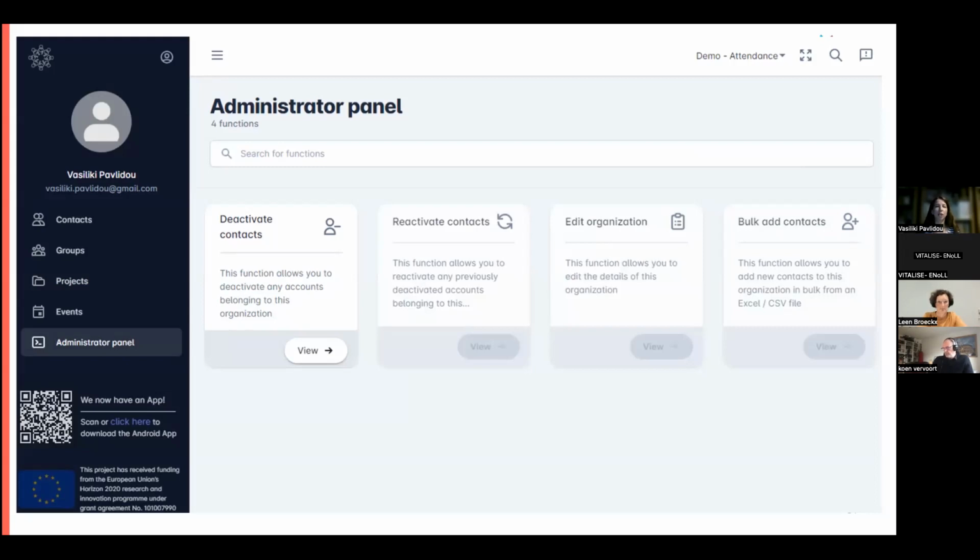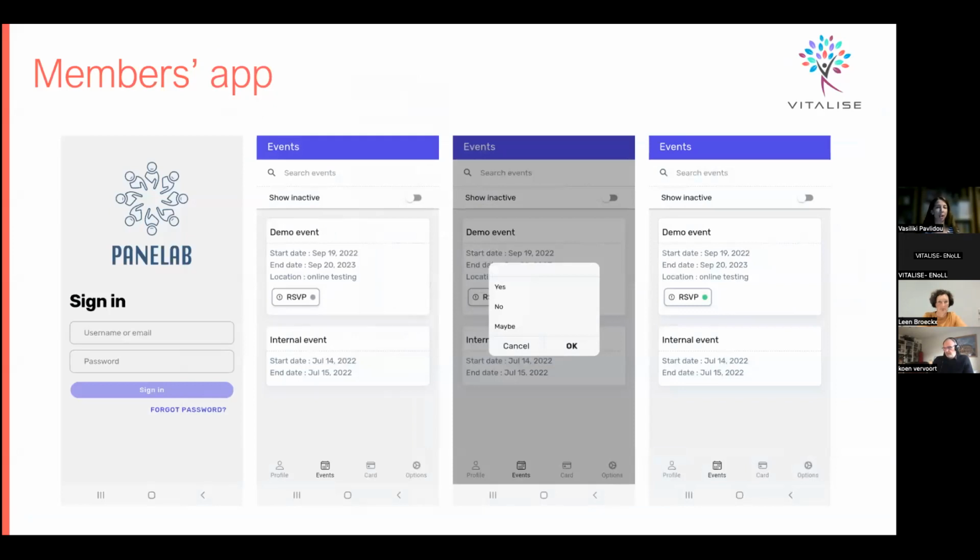In the next slide, you can see the application. The application, as I told you, you don't have the full functionality. The app is supplementary. Here you can have, as a member, access to your events. You can reply on whether you will attend or not. You can get notifications, and there you also can show your unique QR code that can be scanned.